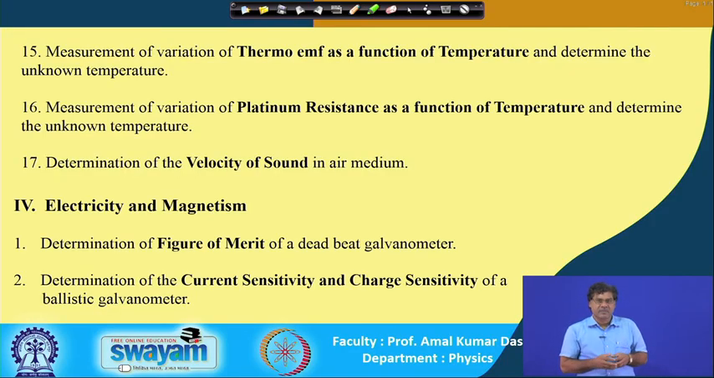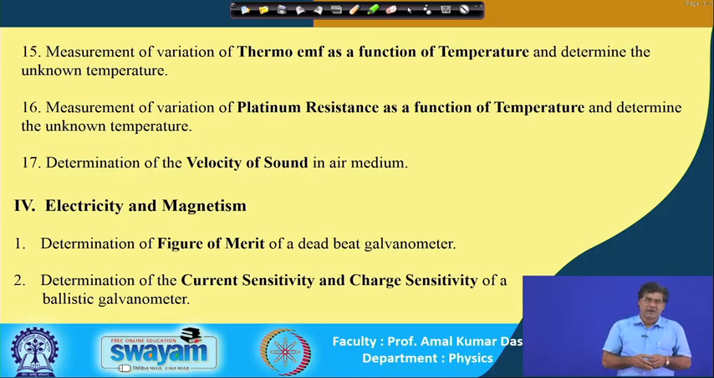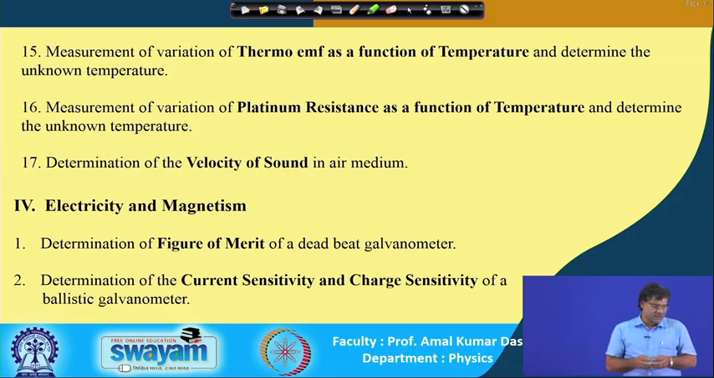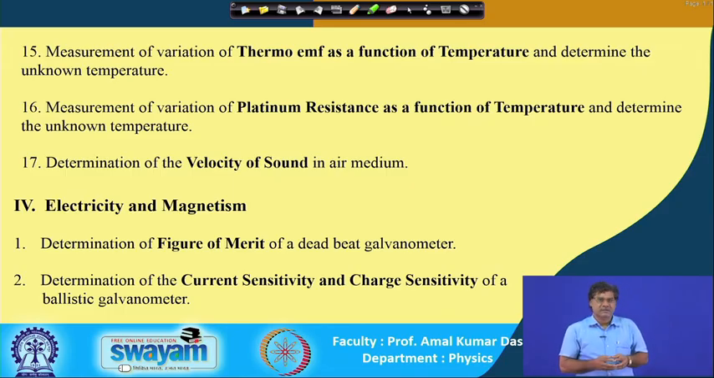Basically, due to the difference of the temperature, it generates EMF. So, that is the thermal EMF, thermo EMF. So, temperature versus this thermo EMF, one has to calibrate. So, after calibration then you can find out any unknown temperature. So, that experiment we will discuss. Then another experiment, as a thermometer, the platinum resistance as a function of temperature and determine the unknown temperature. So, this is another thermometer, platinum resistance thermometer. So, that also we will discuss.